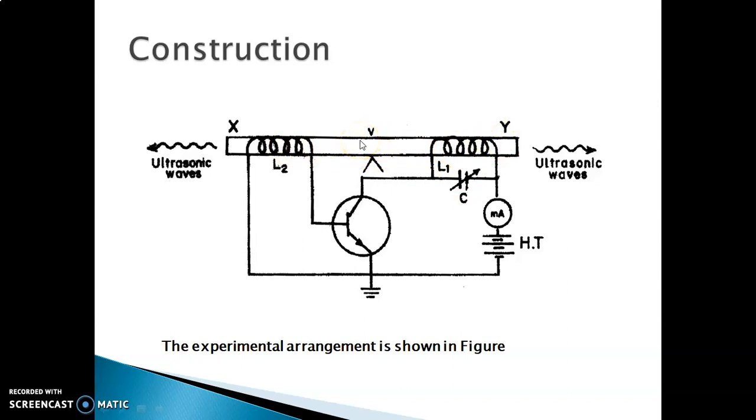The frequency of vibration of the ferromagnetic rod is given by the equation f equal to 1 by 2l into square root of Y by rho. That should be equal to the frequency of oscillation of the tank circuit or LC circuit, that is 1 by 2 pi into root of L1C. That is called resonance. When both these frequencies become equal, this rod oscillates with its maximum amplitude, and at that time ultrasonic waves are produced from the ends of the ferromagnetic rod. So this is how ultrasonic waves are produced by using a magnetostriction oscillator.